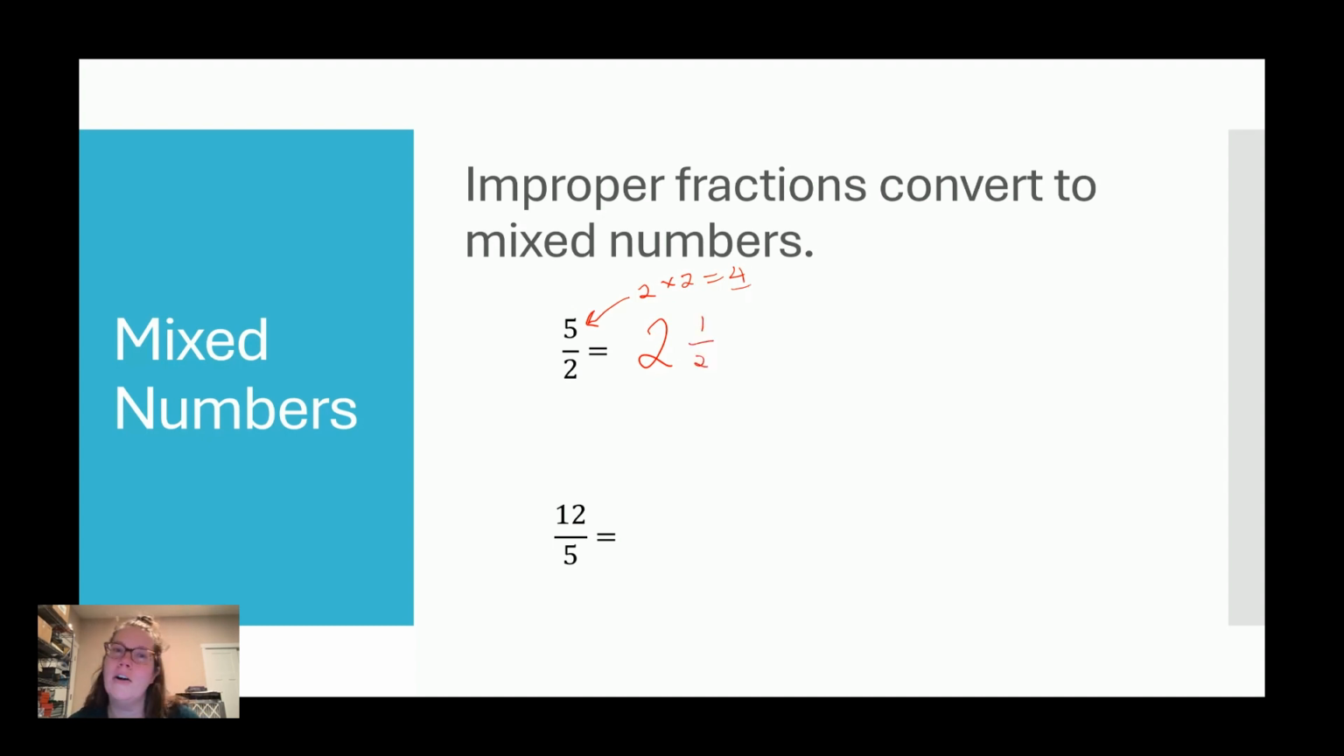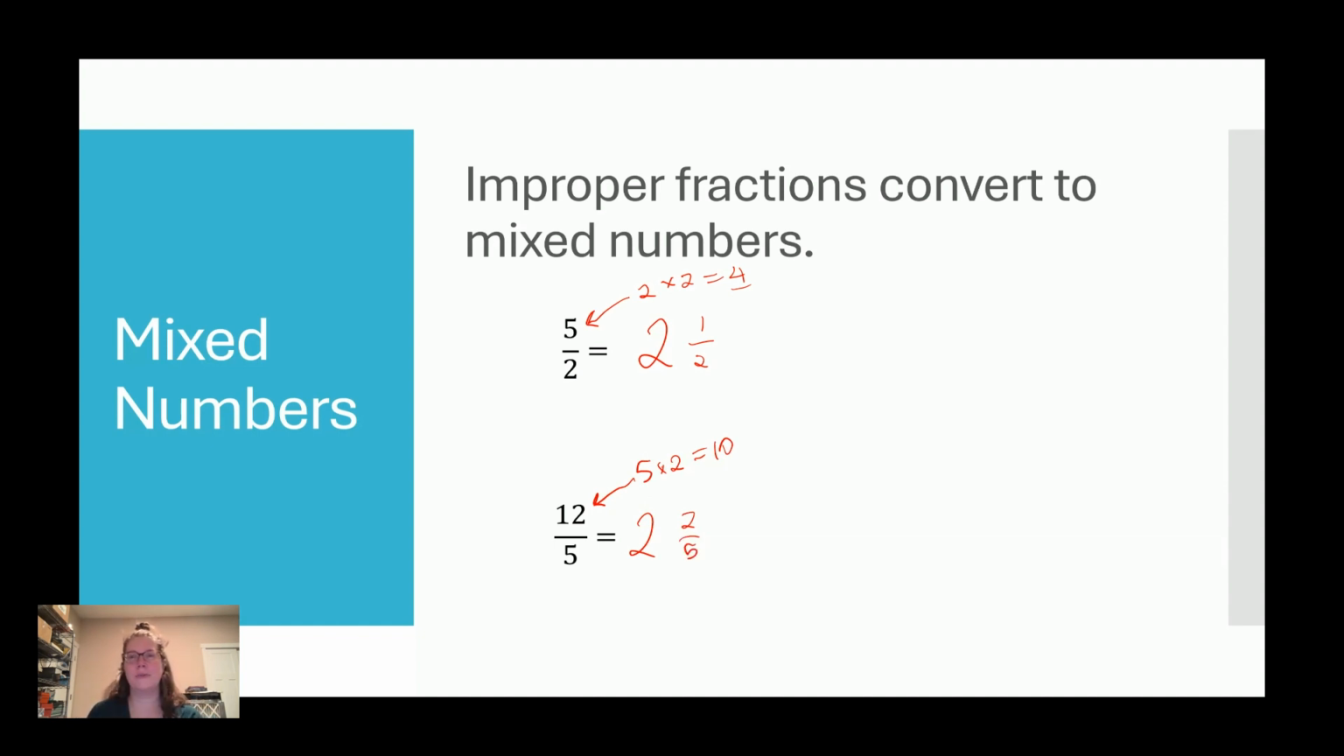Looking at 12/5. I say, how many times does 5 go into 12? 5 goes into 12 2 times. So I should have picked some different numbers, but it's fine. 5 times 2 is 10, which is as close to 12 as we can get without going over when we're doing multiples of 5. So we again have 2 groups of 5 to make my 10, and then left over I have 2 more fifths. So that's 2 and 2/5.